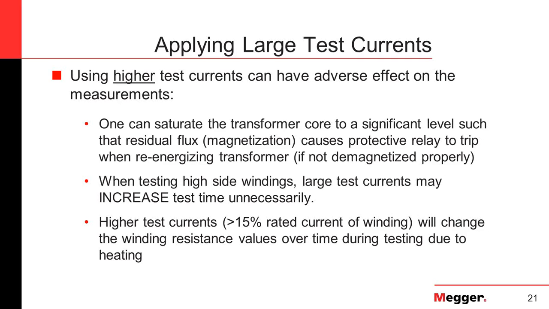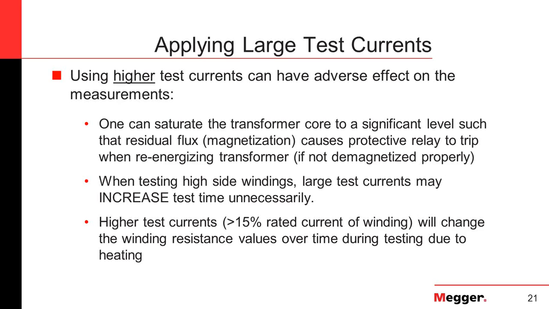Secondly, when testing on the high side windings, the large test currents may actually increase the test time unnecessarily. If we reach saturation and we now exceed it, let's say saturation may be achieved at 2 or 3 or 4 amps, and yet we're going to apply 10 or 15 or 20 amps, then we are going beyond where we need to go to get good, fast, and stable readings. And so we want to think about how much current we apply when we apply it.